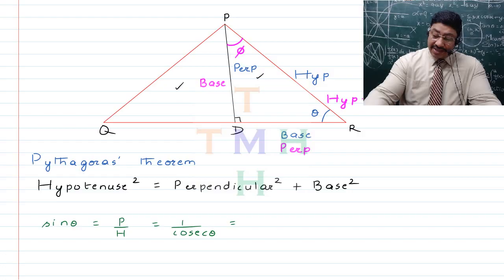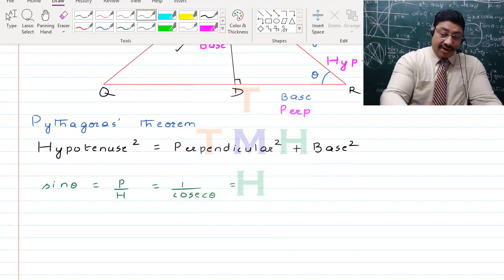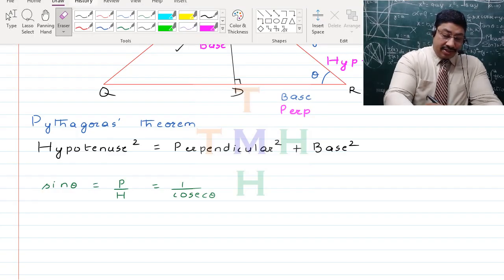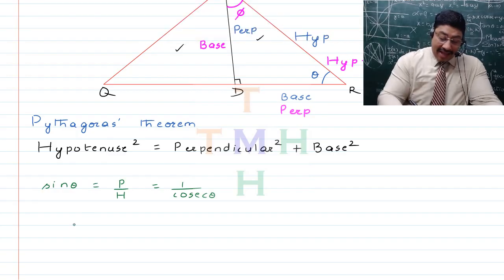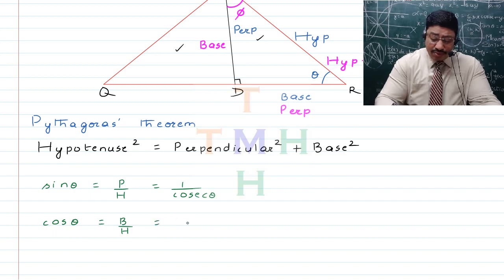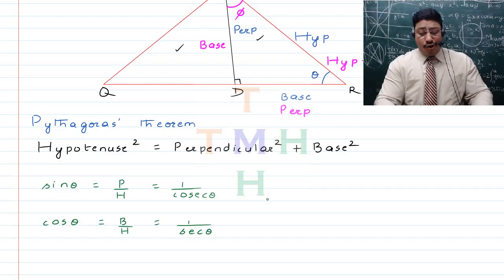Next we can talk about cos theta, right? Cos theta is equal to base divided by hypotenuse, and that is the inverse of sec theta. So as such, 1 upon sec theta can be said to be cos theta, or sec theta can be said to be 1 upon cos theta, right?